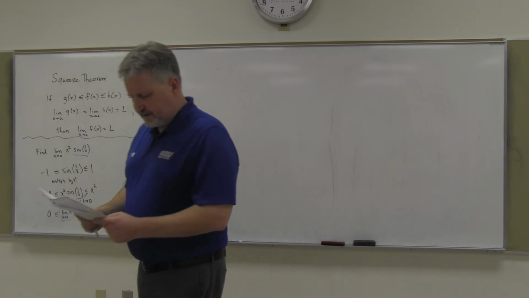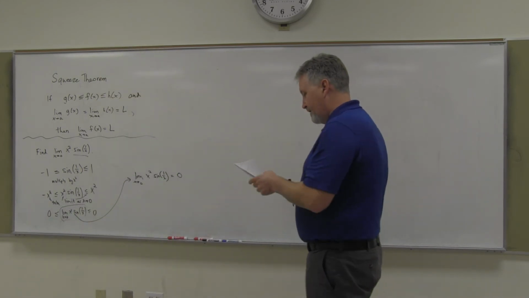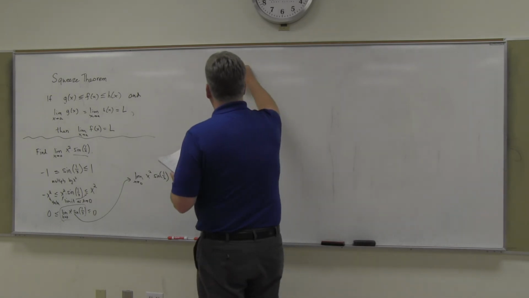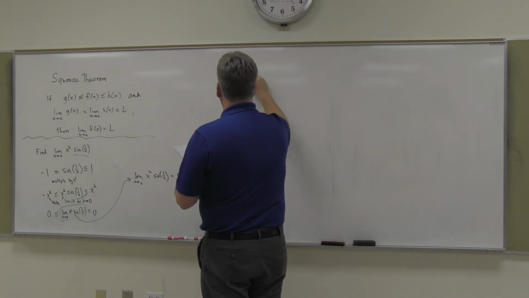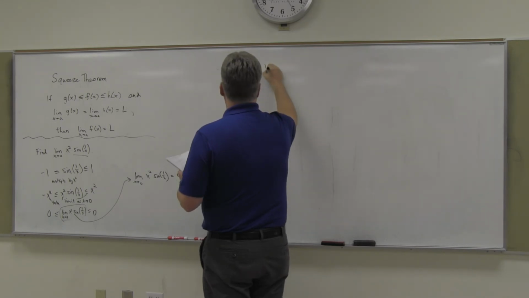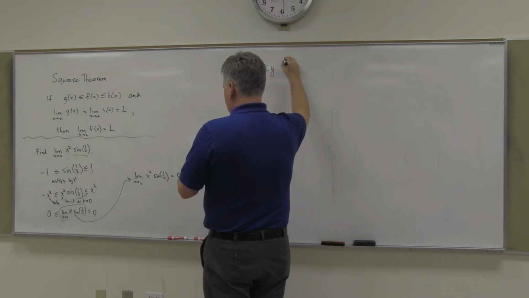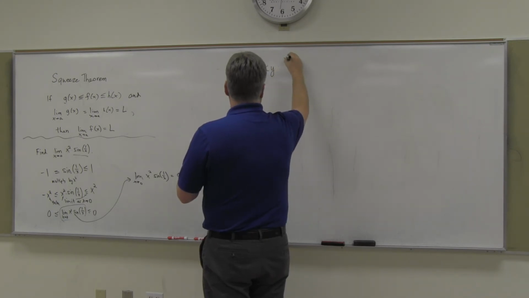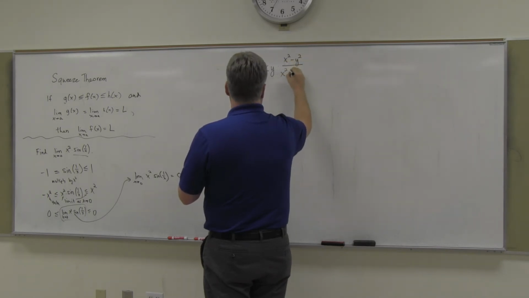Take a look at an example of that one. All right, let's do this. So we've got the limit as (x, y) approaches (0, 0) of xy times (x squared minus y squared) over (x squared plus y squared).